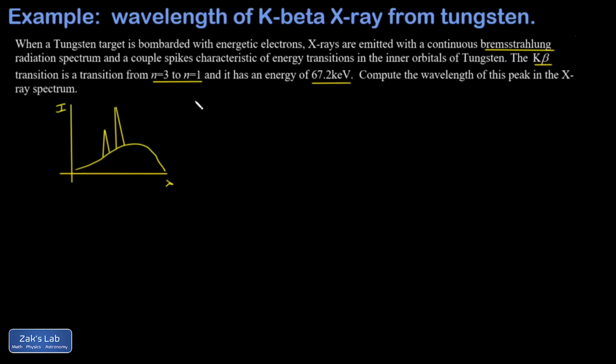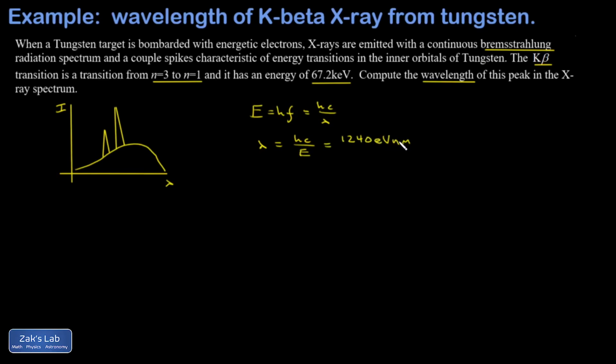So this K-beta transition is just one of these spikes, and I'm trying to get the wavelength of it based on its energy. This is a very familiar calculation. It's just E=hf. You replace f with c over lambda, and now I solve for lambda, and I get hc over the energy. Then it's very convenient to put hc into units of eV nanometers, and it's about 1240.